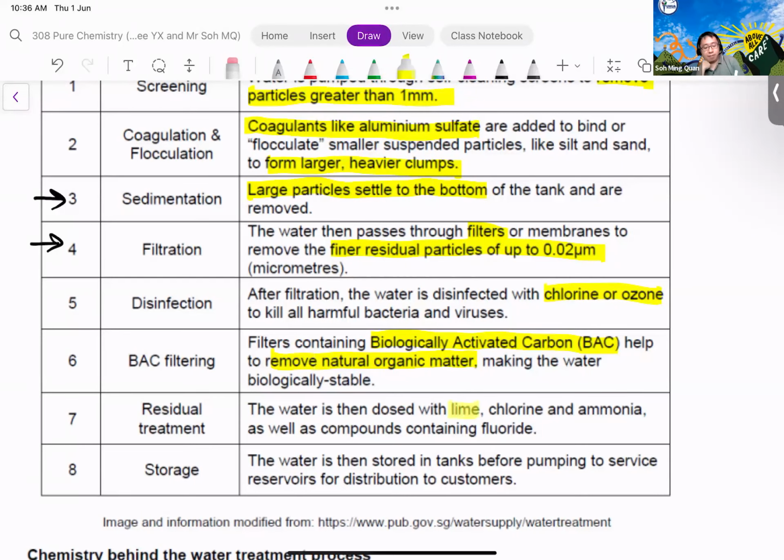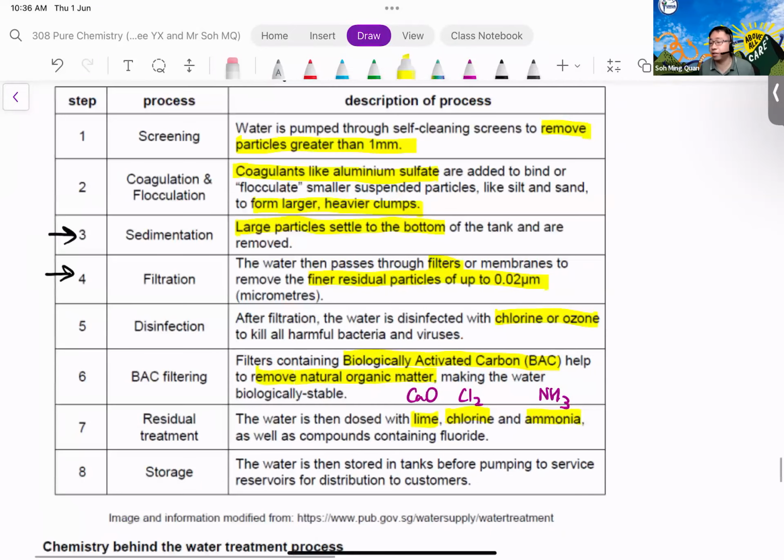Then it's those with lime, chlorine, ammonia. Some of it you know, right? Chlorine is Cl2, ammonia is NH3. Lime is calcium oxide, by the way. Okay, so just by highlighting this, you have actually gotten the answer for part A and probably part B.